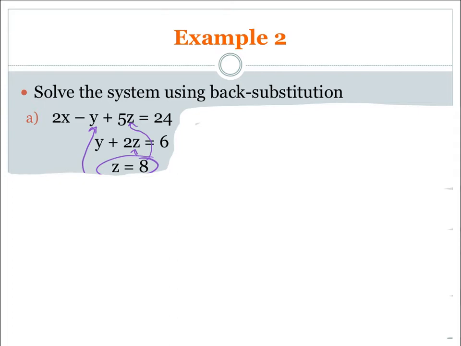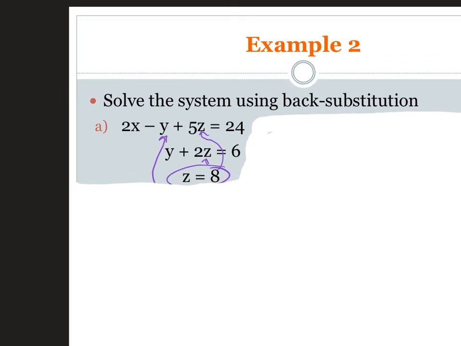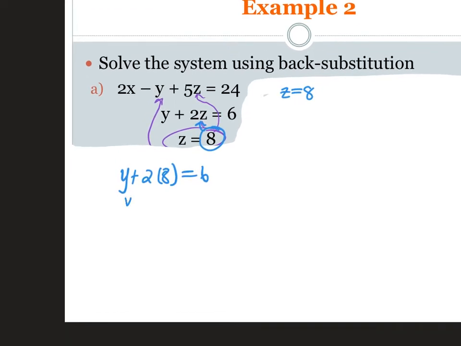All right, solve using back substitution. Again, I'm going to go through this one relatively quickly. I'm going to say z equals 8. Now I'm going to take this 8, I'm going to plug it right there. So y plus 2 times 8 equals 6. Y plus 16 equals 6. What does y equal? Negative 10. So I'm going to say y equals negative 10.